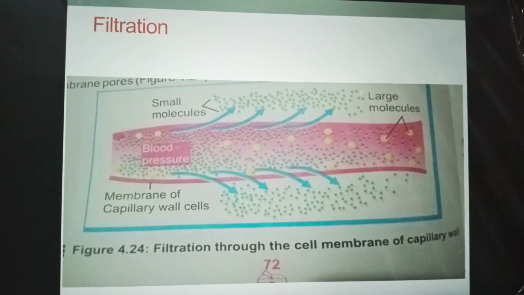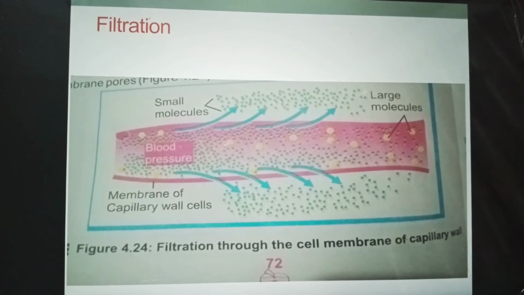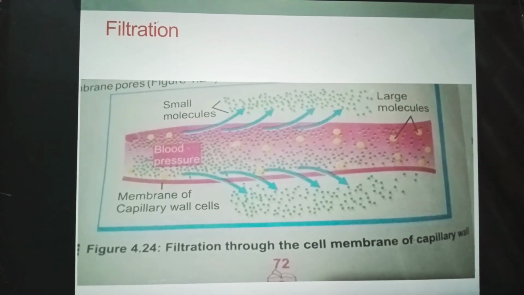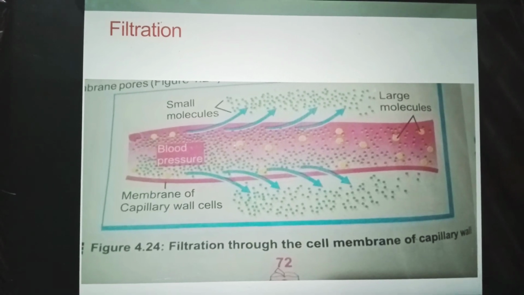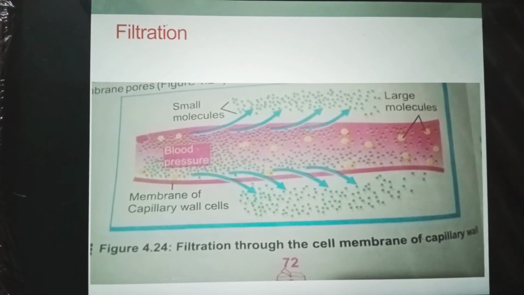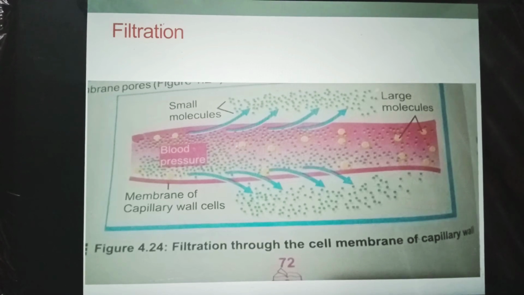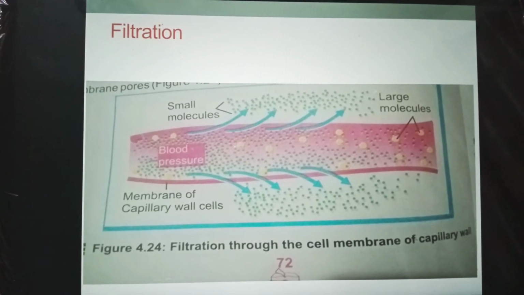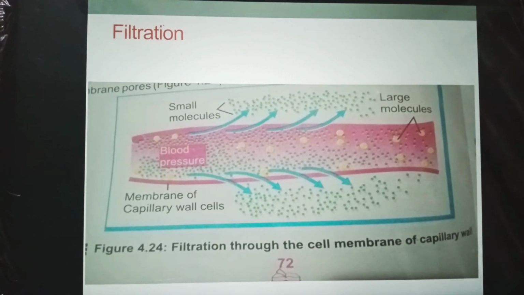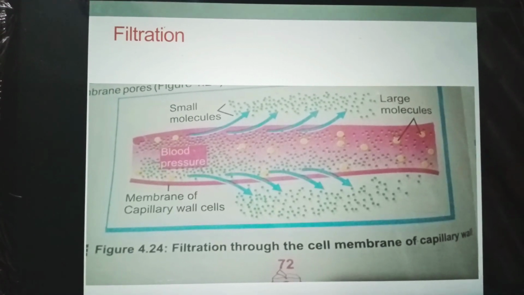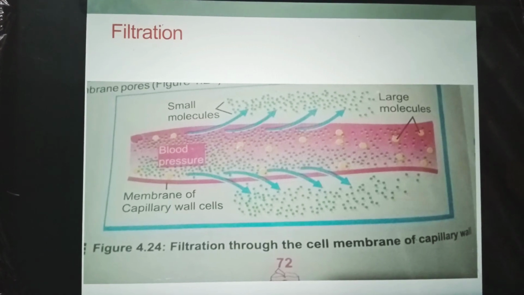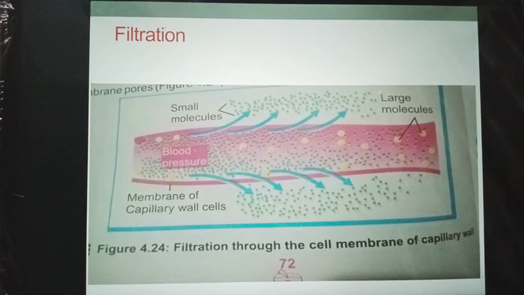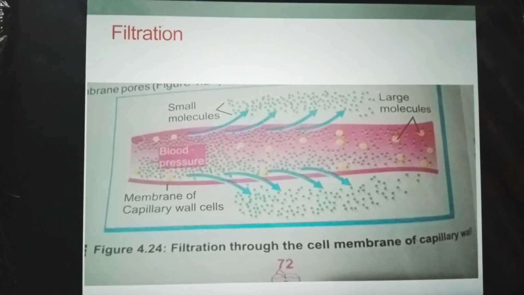Filtration is a process by which small molecules are forced to move across semi-permeable membrane with the aid of hydrostatic water pressure or blood pressure. For example, in the body of an animal, blood pressure forces water and dissolved molecules to move through semi-permeable membranes of the capillary wall cells. In filtration, the pressure cannot force large molecules such as proteins to pass through the membrane pores.